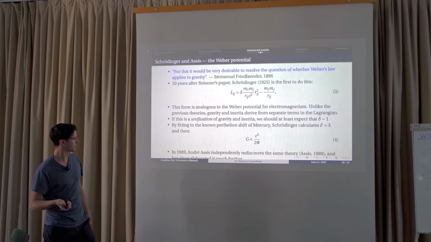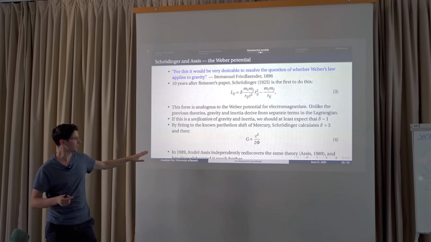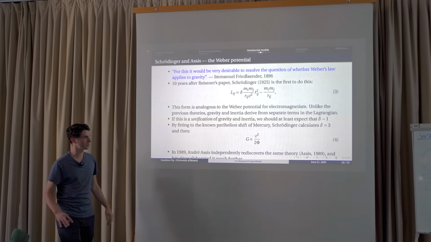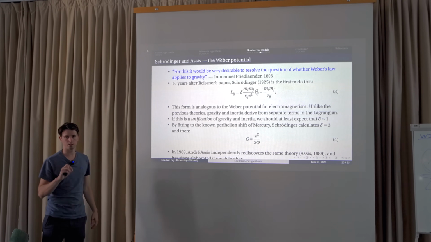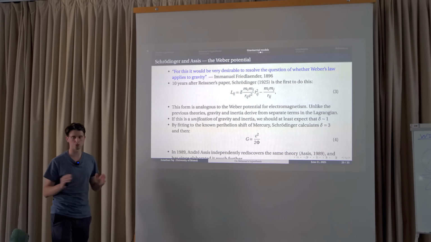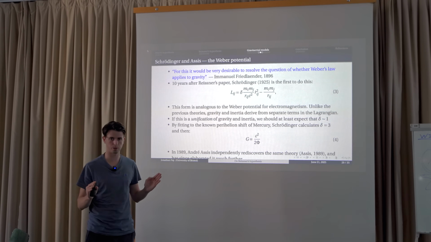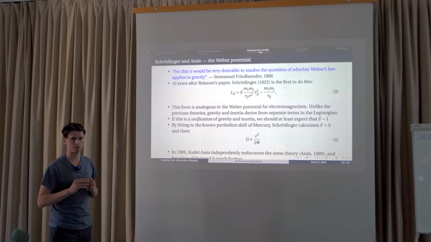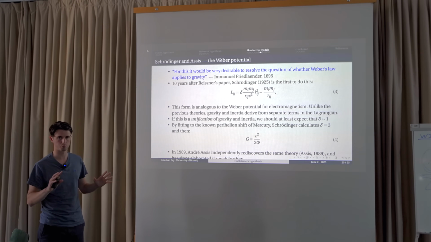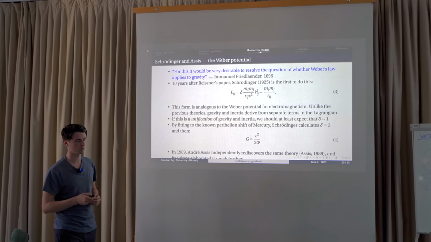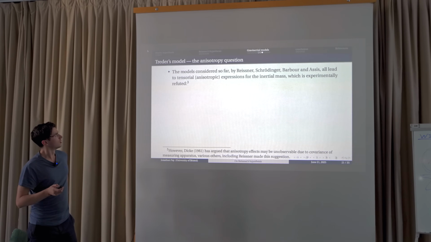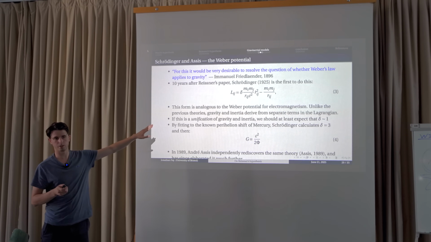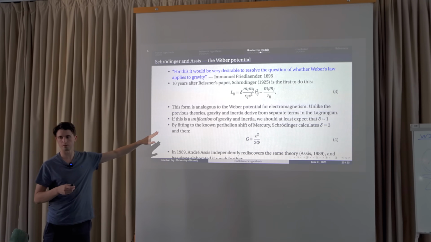So in 1989, Andreas Sies independently rediscovers all of this and has since elaborated much further. He's also written a bunch of books looking at the history of Weberian electromagnetism and also has tons of really good citations for the history of these Machian models. So they're really worthwhile looking at, Sies's books. And again, he derives exactly the same theory independently without knowing about Schrödinger's.